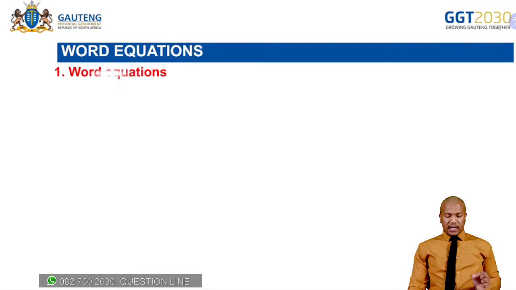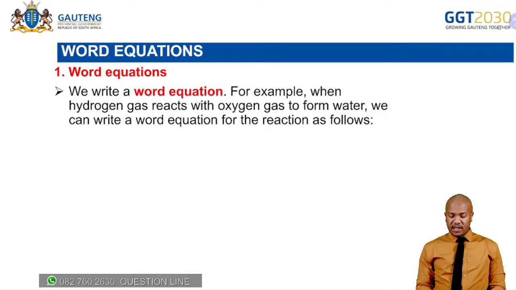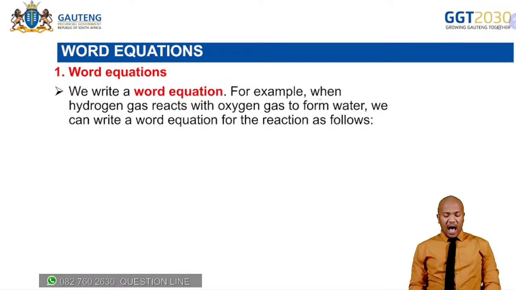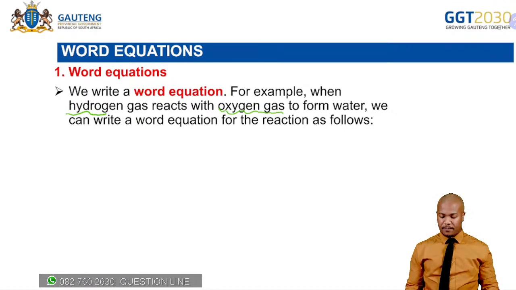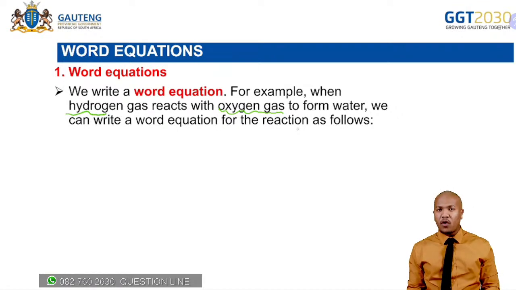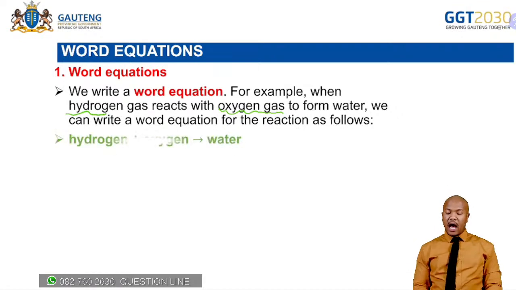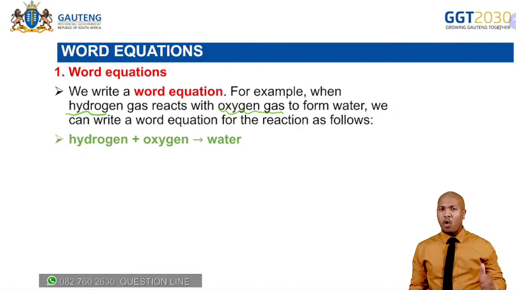So the word equation means we write it in words. For example, hydrogen gas reacts with the oxygen gas to form water. We can write a word equation for the reaction as follows. It is hydrogen plus oxygen equals water. It is a reaction represented in the form of words.